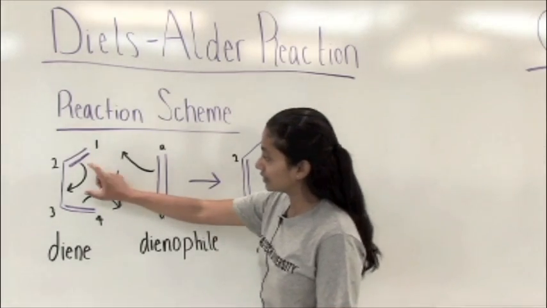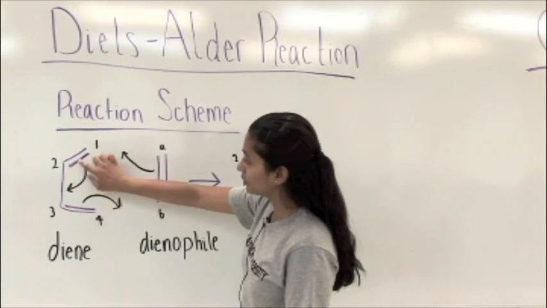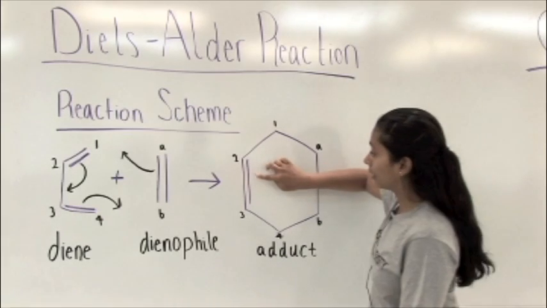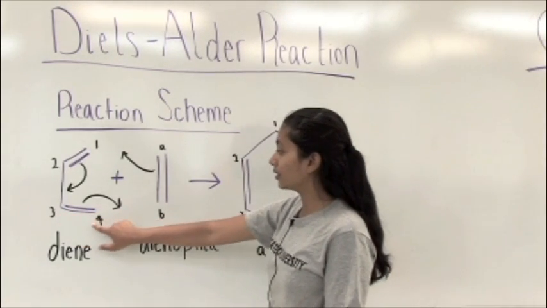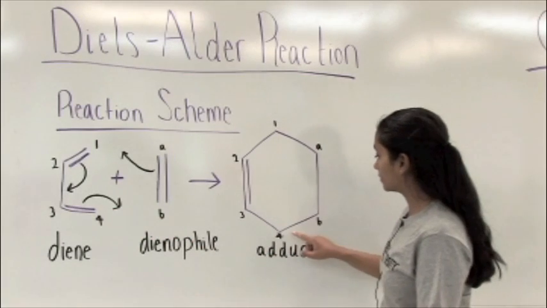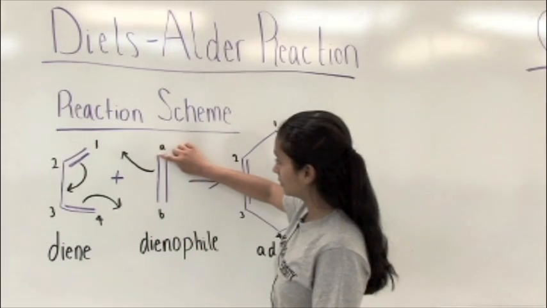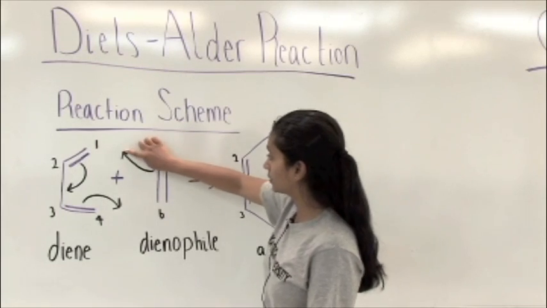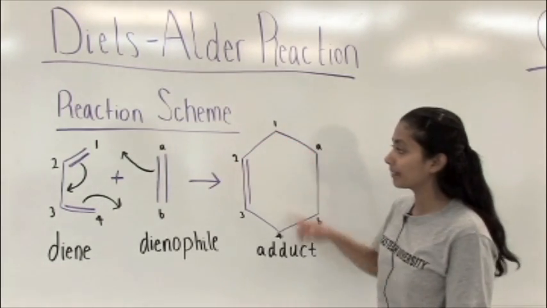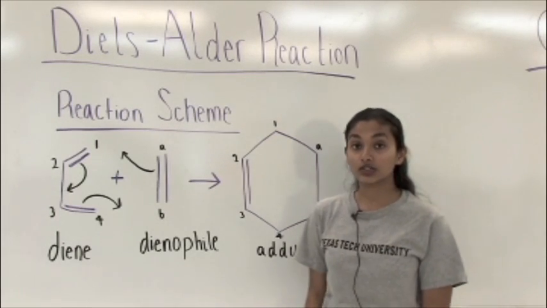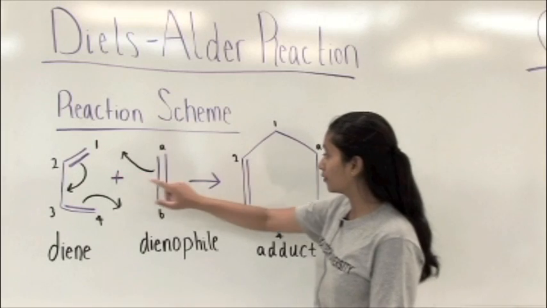To show you guys the mechanism, the pi electrons between carbon 1 and 2 move in between carbon 2 and 3. The pi electrons between carbon 3 and 4 move out to form a sigma bond between carbons 4 and B. The pi electrons between carbon A and B move out to form a sigma bond between carbon 1 and carbon A. This reaction is a concerted reaction, which means all bonds are being broken and being formed at the same time.